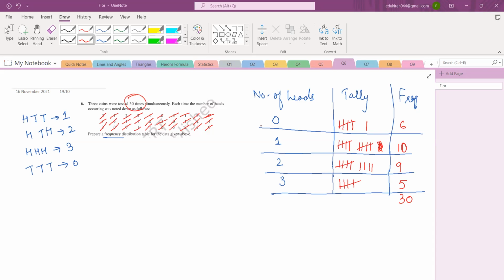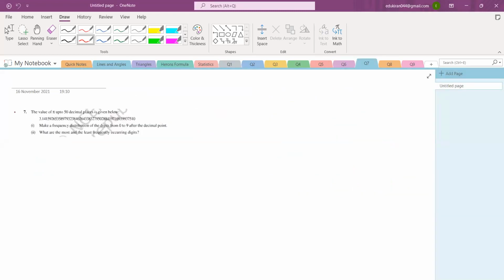Done? Okay, question number 7. Now look carefully. Stop writing, everybody. Please look at the screen. So the question says the value of pi. What is pi?